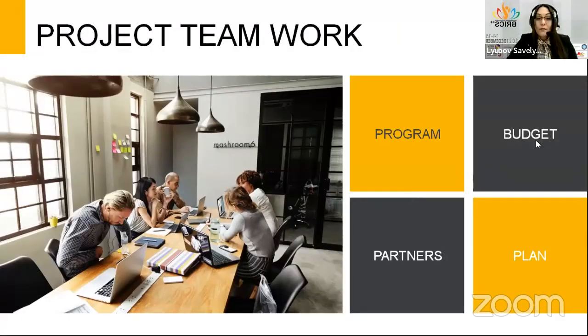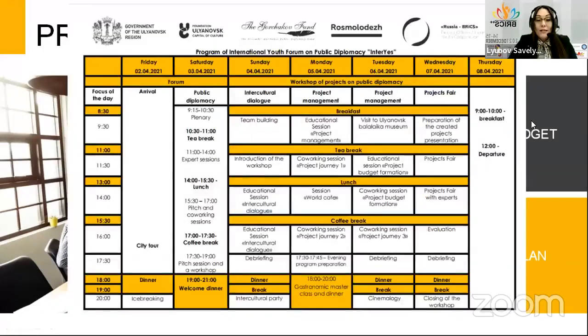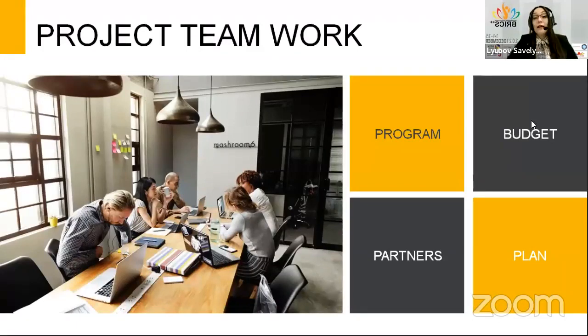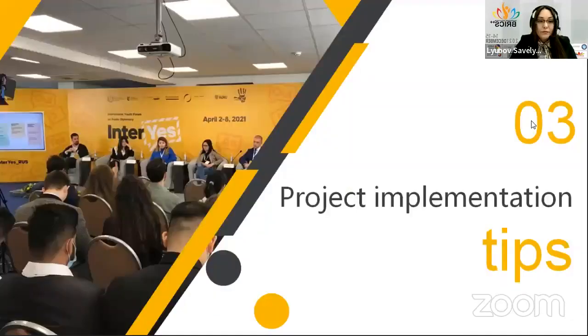So when we talk about project teamwork, it means that you should find people who are able to create a program which is relevant to all the issues you want to solve with the help of your project. For example, here you can see a draft program of our InterYes forum last year, and you can use this for your future events. Then you should find some budget for your project and the partners who can help you to implement it. Then make a very clear plan for all the members of your team.